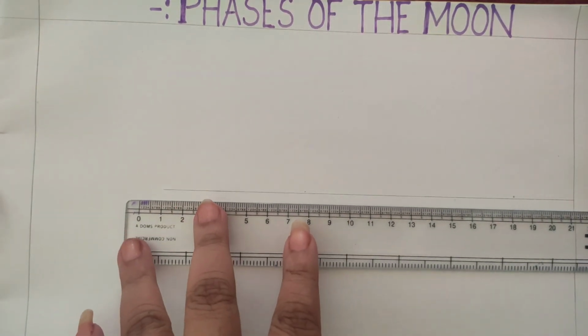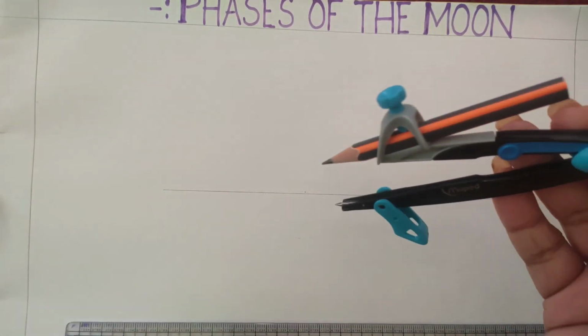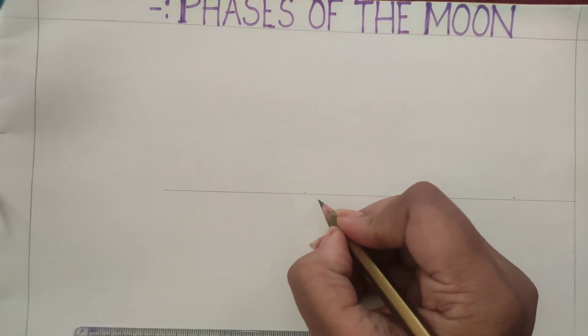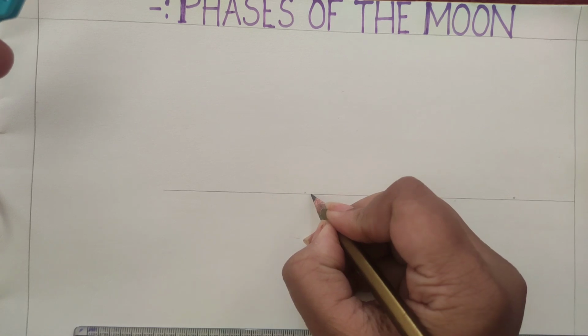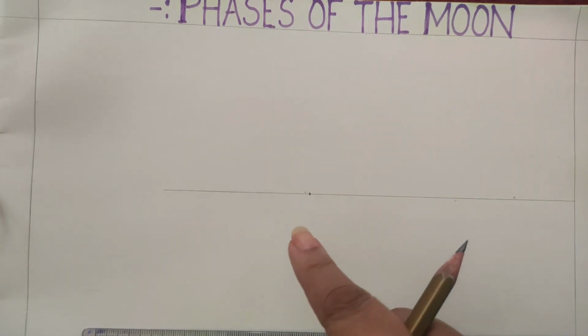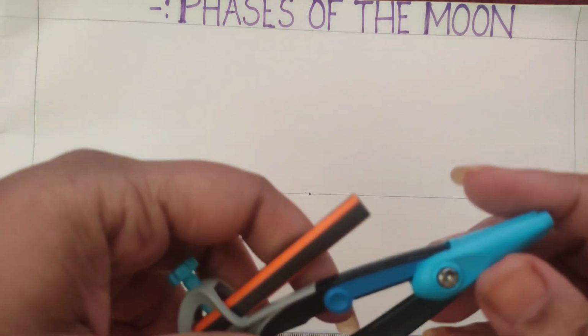On this line, you will take any point. Just take one point with the help of a pencil first of all. Suppose I'm taking it over here. There should be enough space because your lunar cycle will be here. Okay? Okay, everyone.